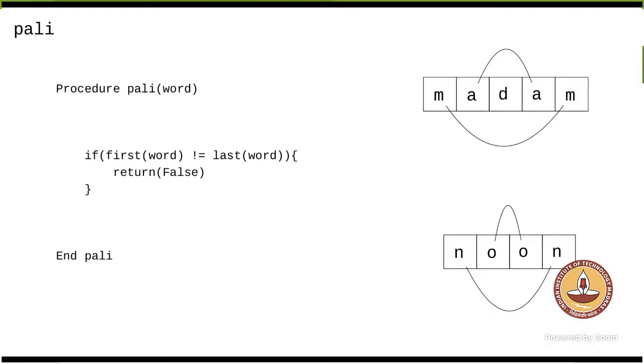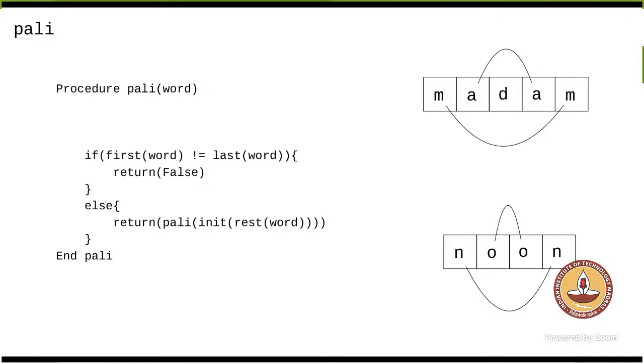So if first of word is, okay, I wrote it the other way, but anyway, it's the same thing. So if the first of word is not the last of word, return false. You know right away, right? So it can't be a palindrome. So you return false. Else, you return the palindrome function on init of rest of word.